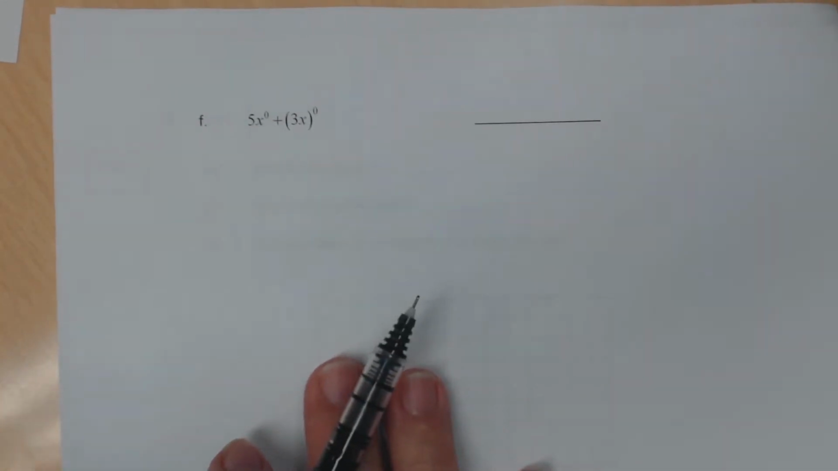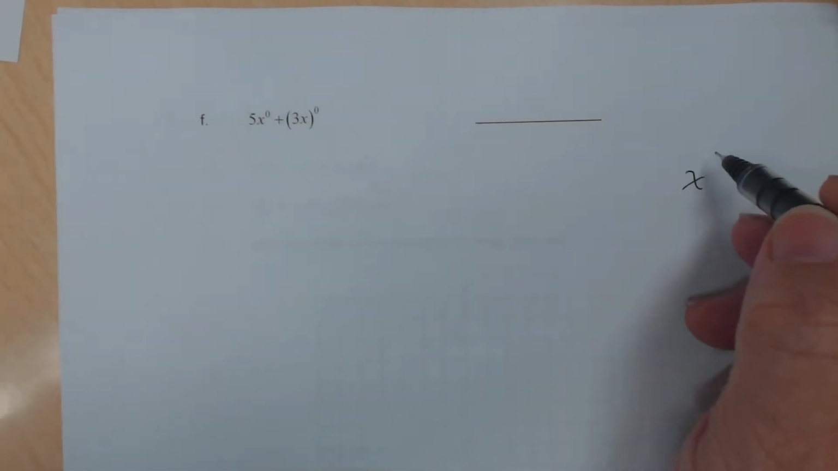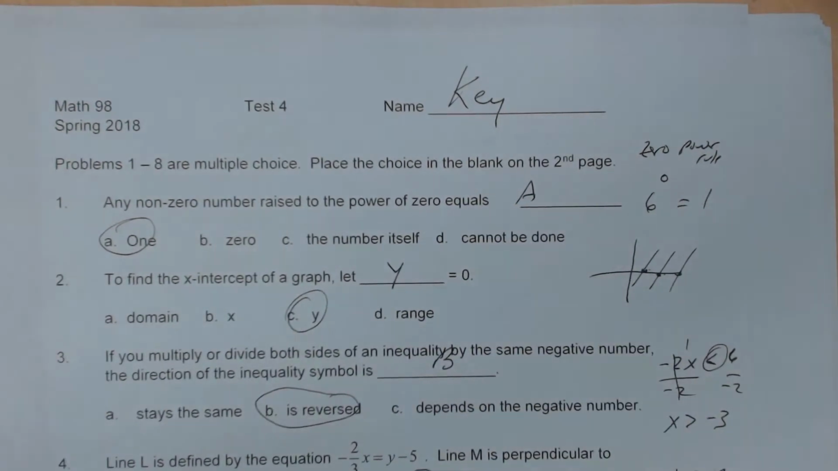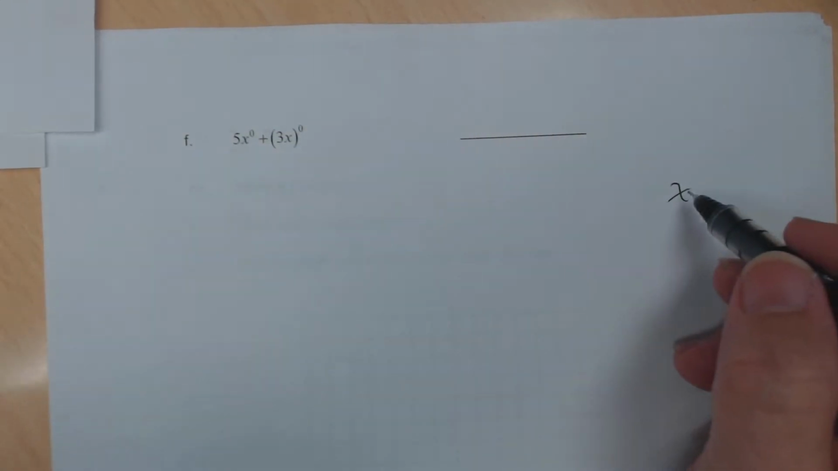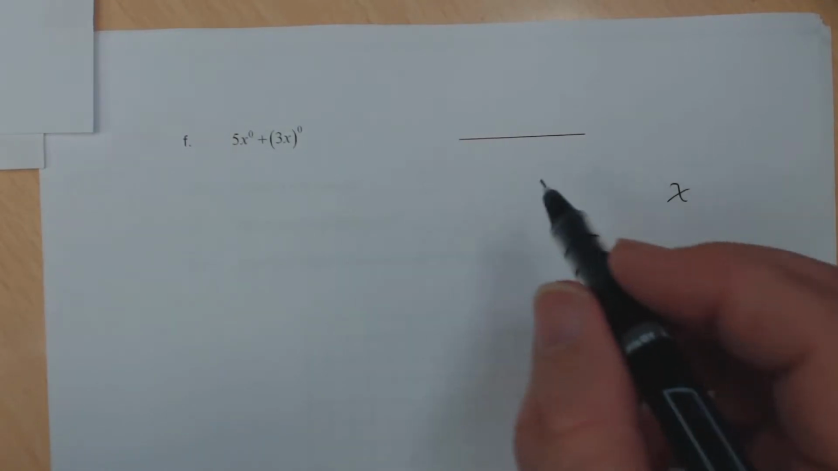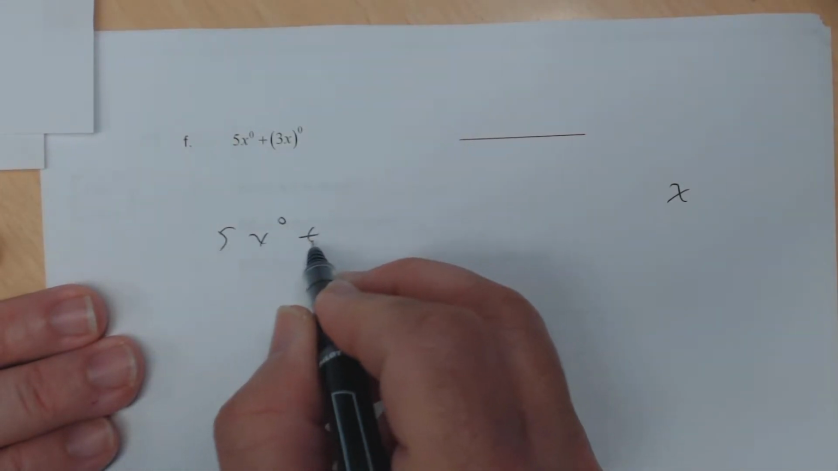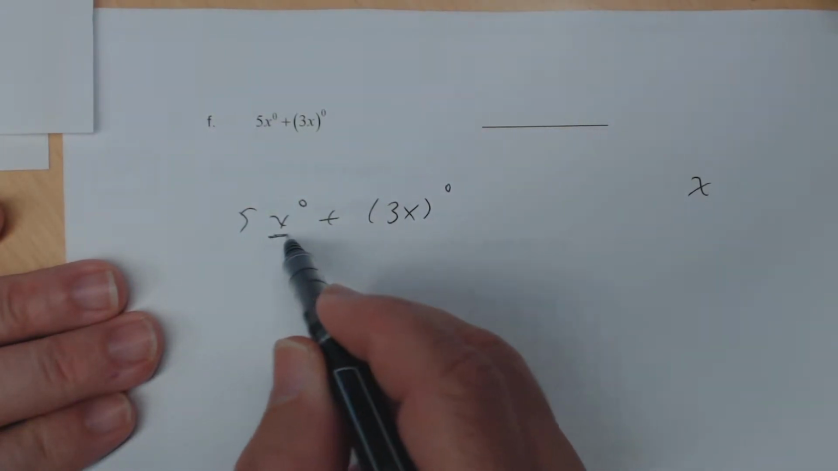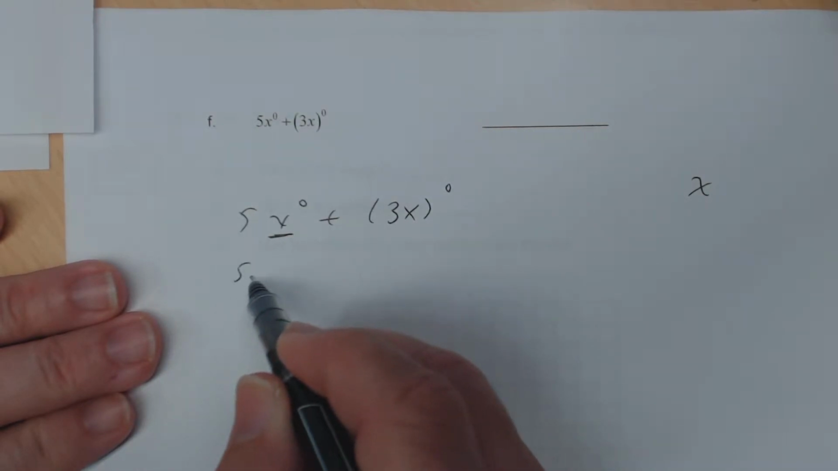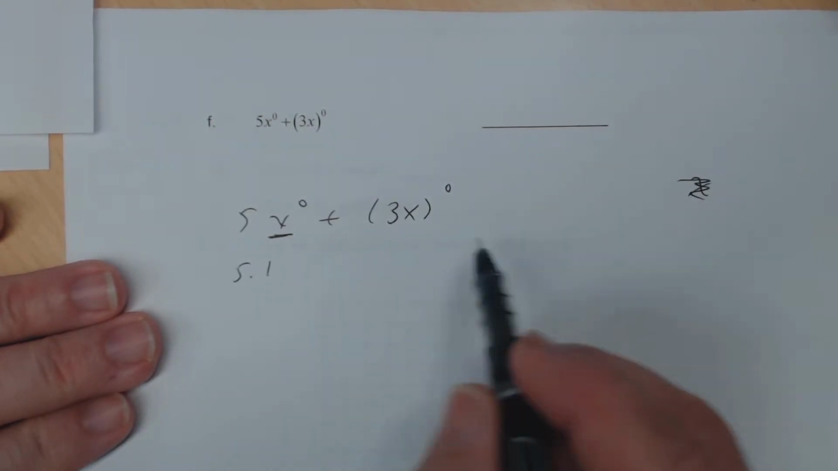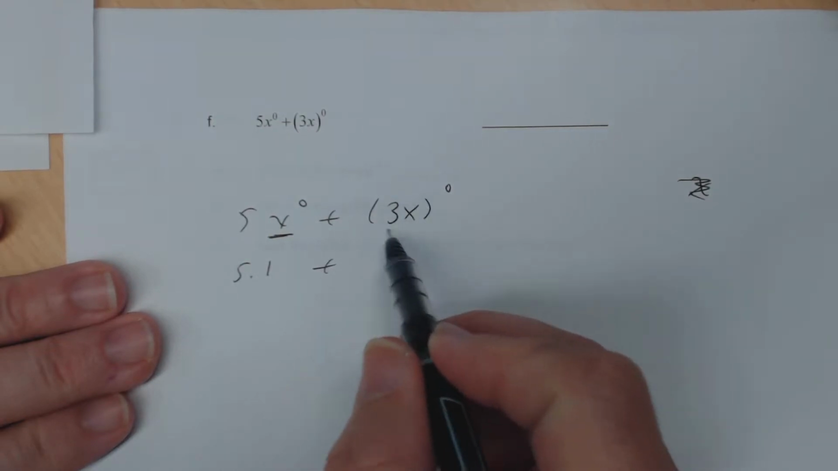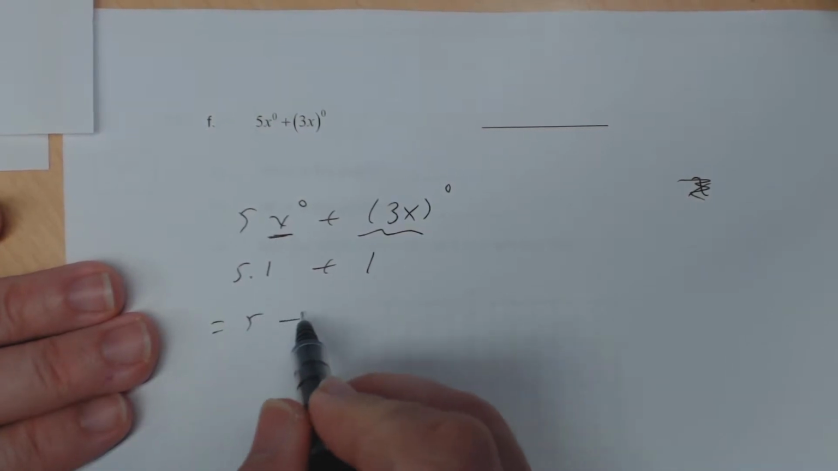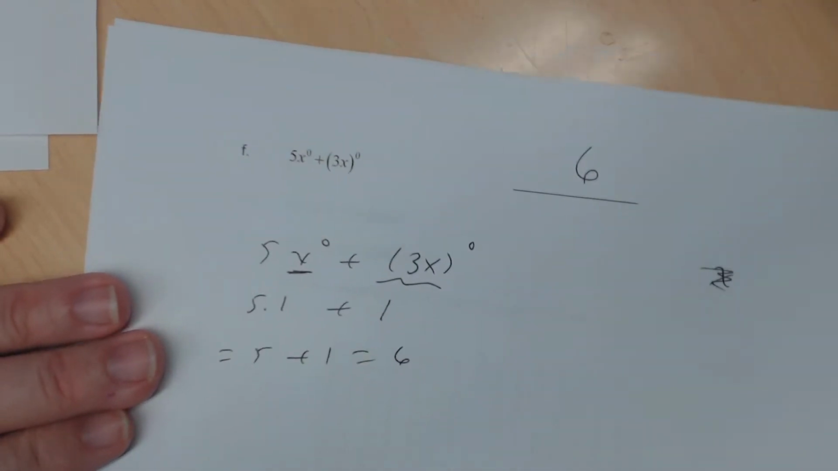Okay, over here in letter F, you have to remember, and that goes back to one of the problems over here that we talked about in number 1, that any non-zero number raised to the 0 power is 1. So in this case, when I have 5x to the 0 plus 3x to the 0 like this, then I know that x to the 0 is 1, so this becomes 5 times 1. And then plus, over here, this whole expression being raised to the 0 power, so that's 1. 5 times 1 is 5. 5 plus 1 is 6. So that goes here.